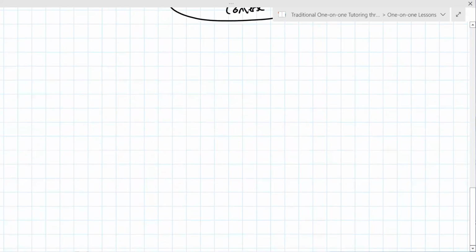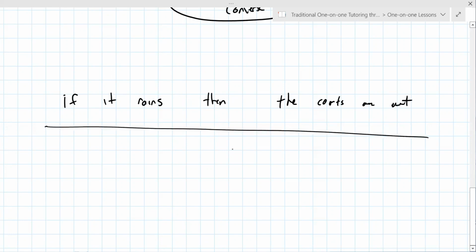Okay, so let's do just a more literal one. If it rains, fill in the blank, then what happens? Water will hit the ground. So the courts are wet. Okay. Now let's just say you were inside a building and you walked outside and found out that the courts are wet. What can you then conclude?